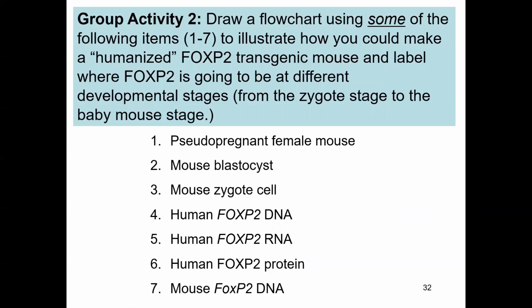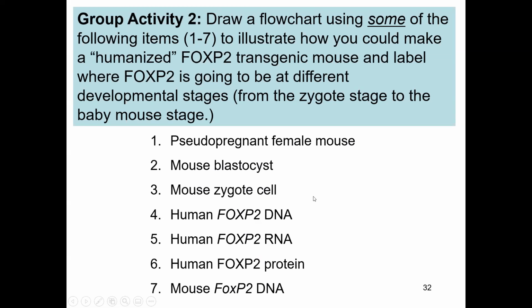So we're going to draw a flow chart using some of the items in 1 through 7 to illustrate how we can make a humanized FoxP2 transgenic mouse and label where the FoxP2 is going to be at the different developmental stages, from the zygote stage to the baby mouse stage. So our options, we know that the pseudo-pregnant female mouse is going to be going on at the end. You can see from our picture here. We have the choice of working with a mouse blastocyst versus a mouse zygote cell. We have our human FoxP2 DNA, human FoxP2 RNA, human FoxP2 protein, and the mouse FoxP2 DNA.